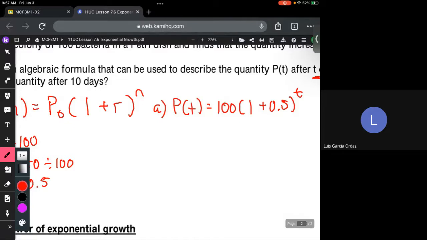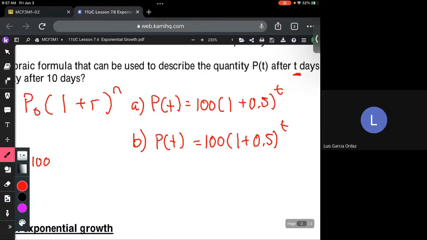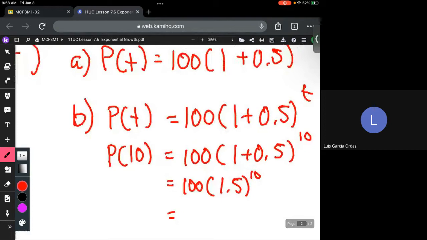For question B, it's asking us to determine the quantity after 10 days. So what do you think I'm going to sub in for T? 10. So P of t is equal to 100 times 1 plus 0.5 to the power of t. Wherever I see t, I'm going to plug in the number 10. So P at 10 is equal to 100 times 1 plus 0.5 to the power of 10. Because of BEDMAS, we add the numbers inside the bracket together, so I get 100 times 1.5 to the power of 10. At this step, you do your exponent first, 1.5 to the power of 10, and then multiply that by 100. You can try that and tell me what you get as your answer.